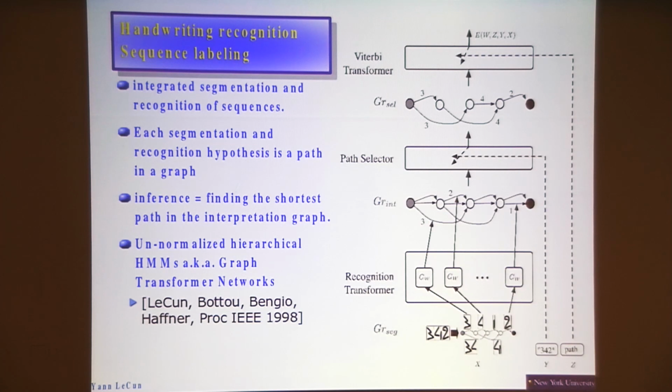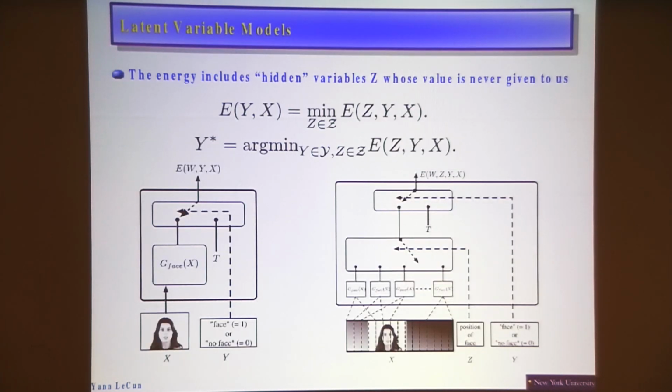You can think of this as an energy minimization over all the possible paths in those graphs, where those paths are kind of latent variables, if you want. Here's another example. Let's say we want to do object detection.